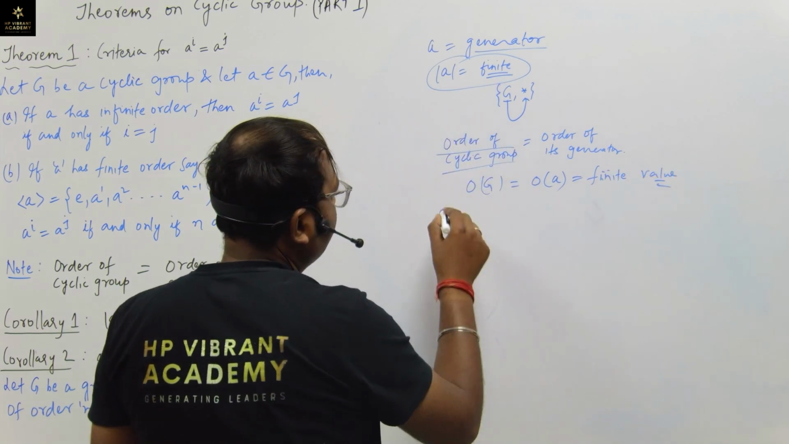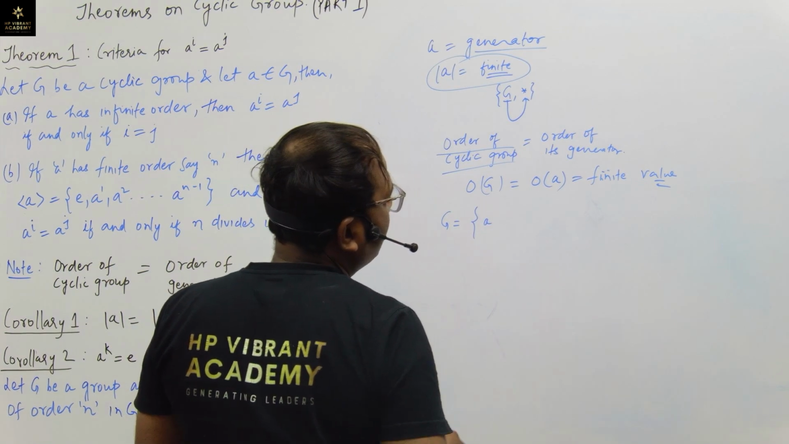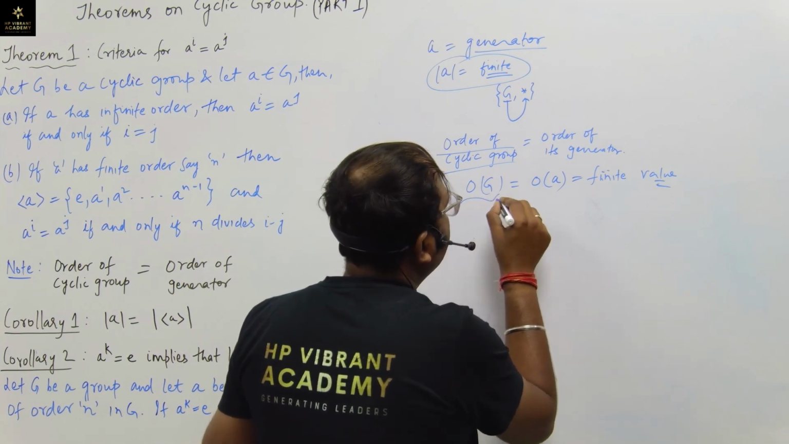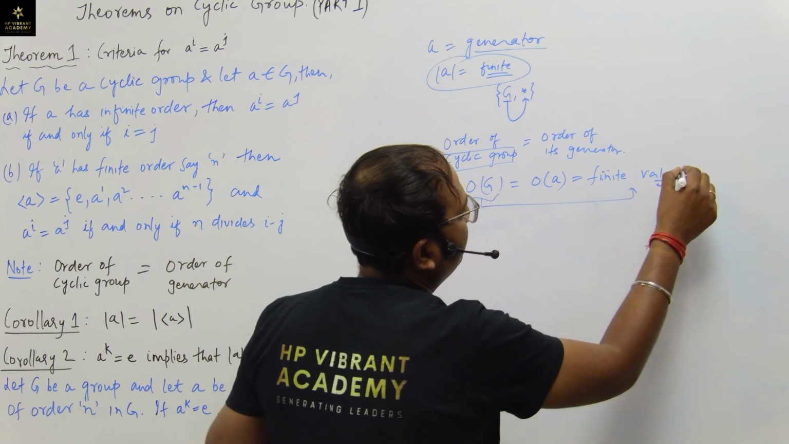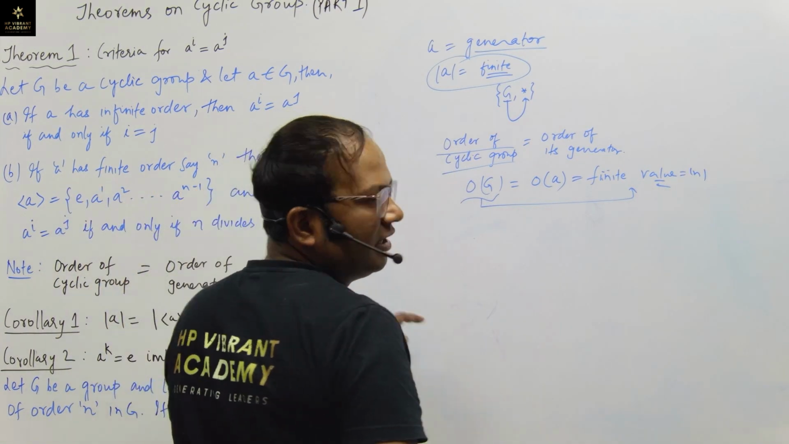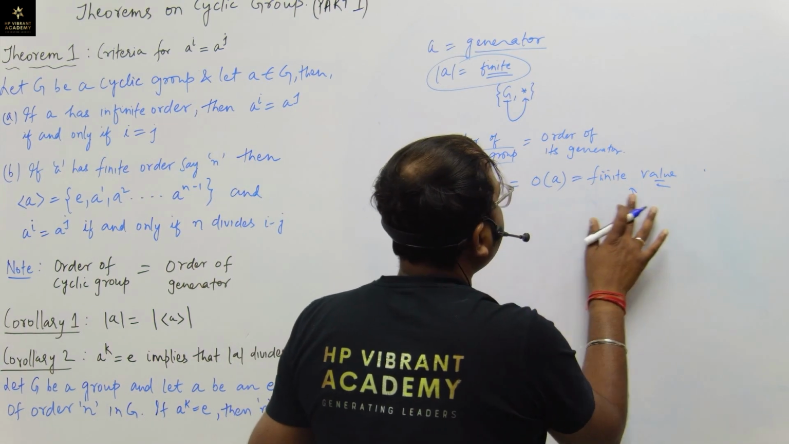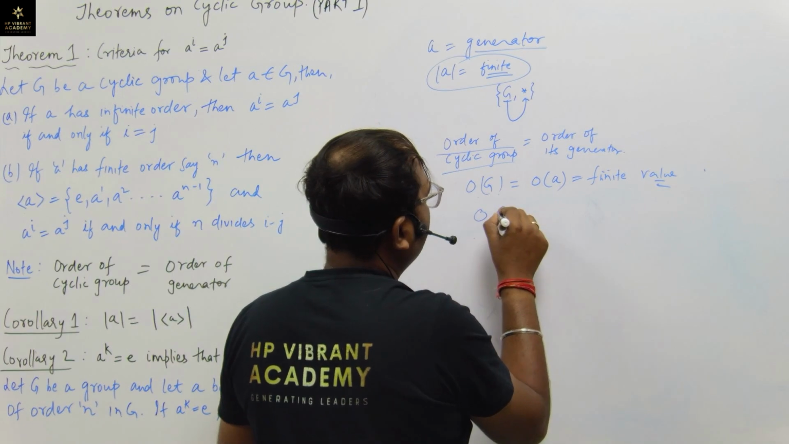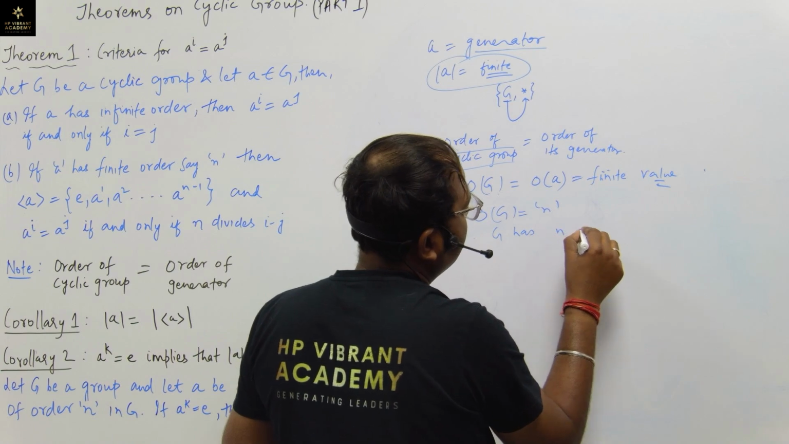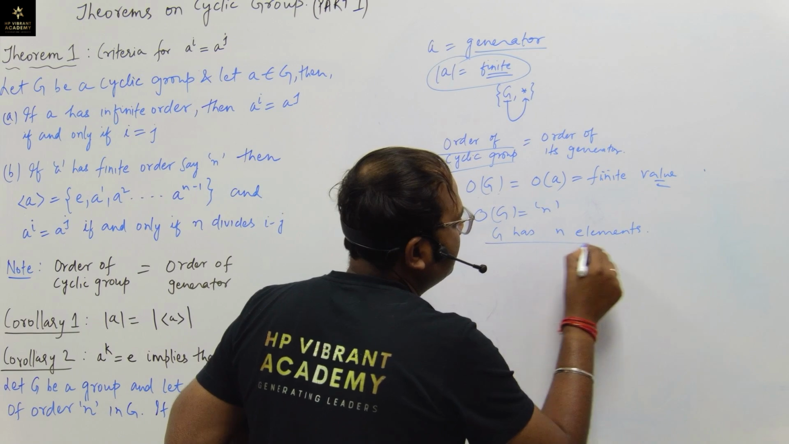Okay, so G is a group, so there must be an identity element e. Okay, so this means, let us relate this. See, order of G is equal to finite value, and that finite value is n as per the statement. a has a finite order, say n. So the order of this group G will also be n. This means G has n elements.